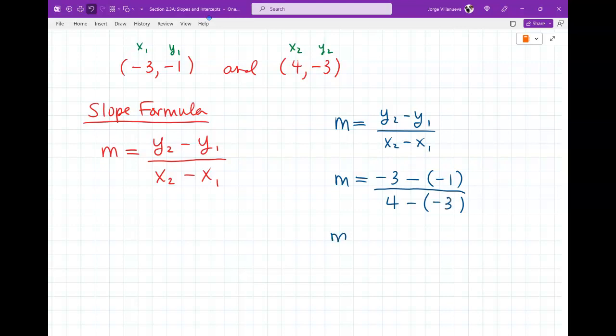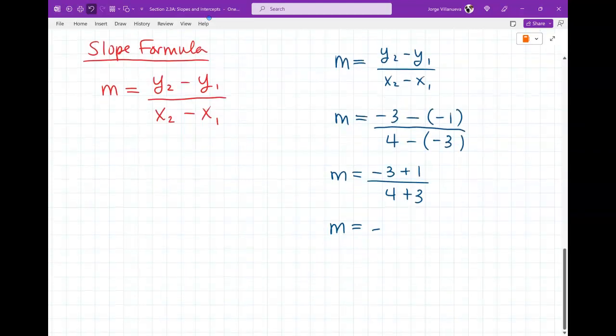All right, so let's see. Negative 3 minus negative 1. Let's just do this slowly here. Negative 3 plus 1. 4 minus negative 3, that's 4 plus 3. Well, that answer comes out to negative 2 over 7. And that's the exact same answer I got.